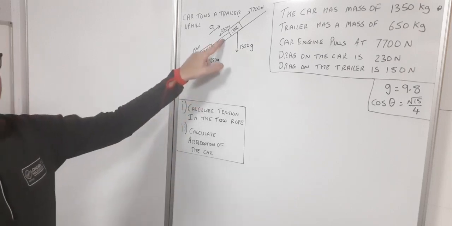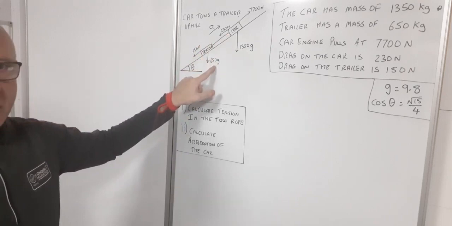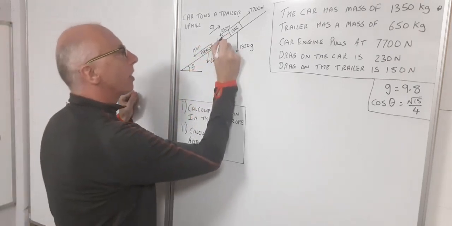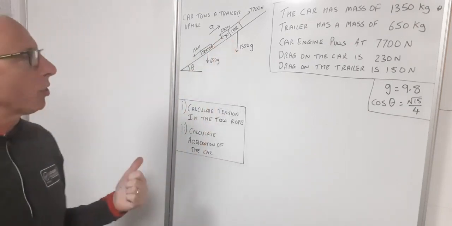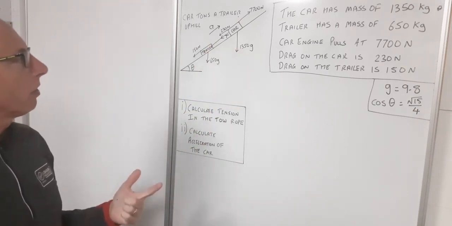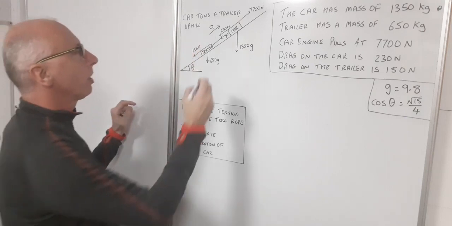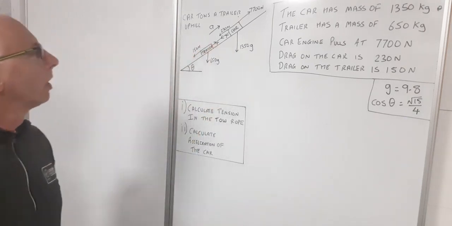Now we need the tension in the rope. As the car is towing this trailer, it's quite a heavy trailer, it's trying to bring the car back. So the tension in the rope for the car is going away from the direction of travel. But the tow rope is bringing the trailer along, so the tension in the trailer is going in this direction because it's trying to pull the trailer along to keep up with the car.